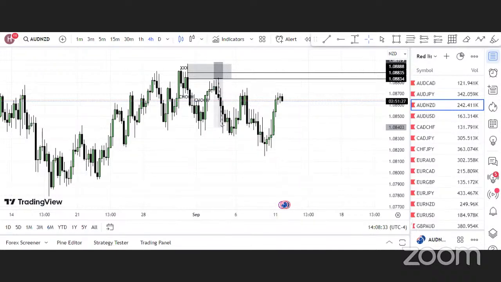So I'm going to share my screen now. Okay, I'm going to share my trading application screen.